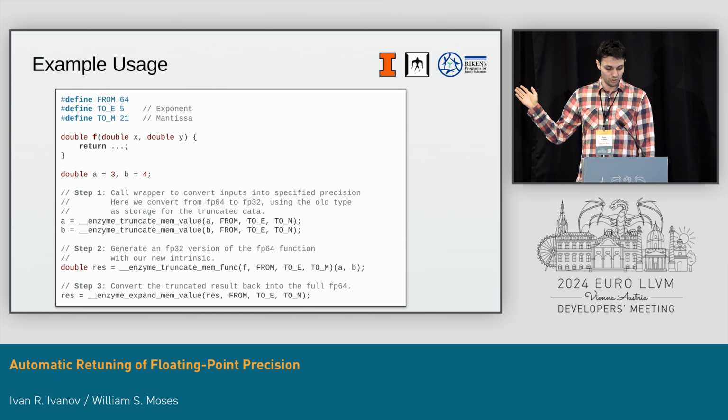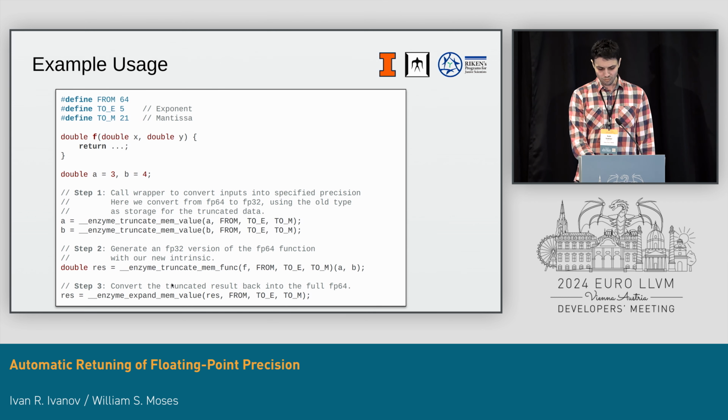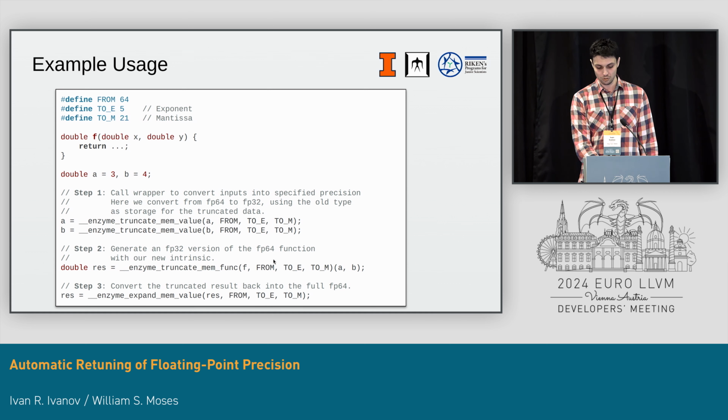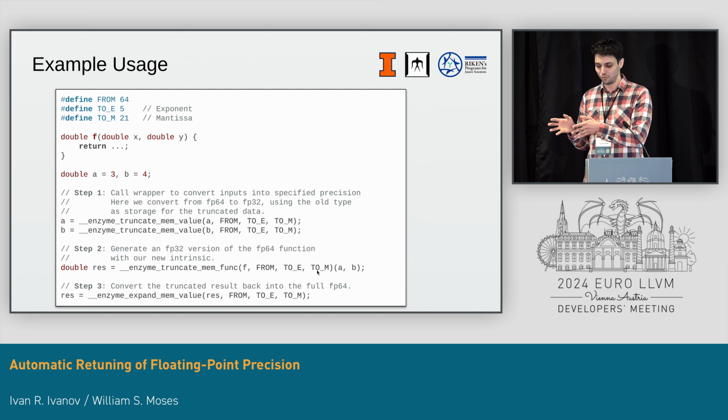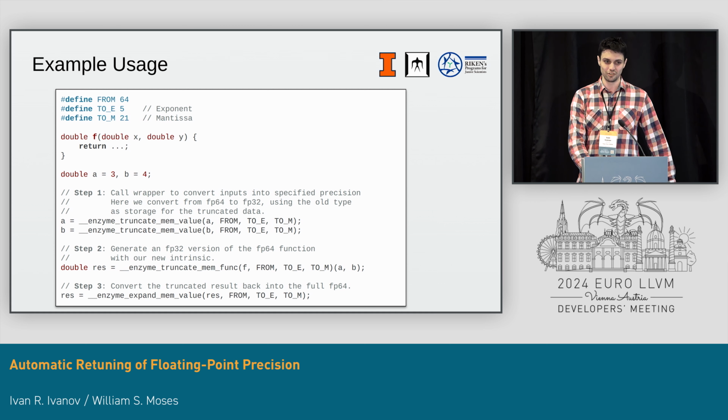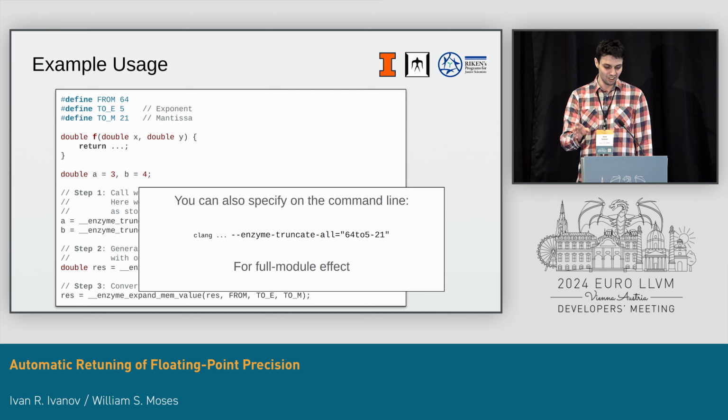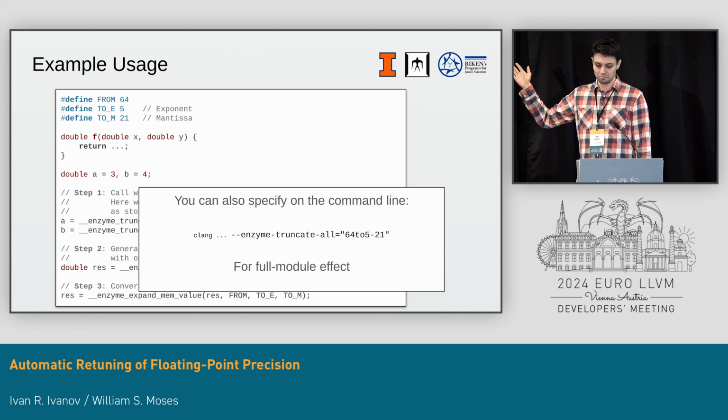And this is an example usage where we can call this function, which is like truncate this function for me, and you give it the function, and you give it the original precision and what precision you want to truncate it to. And it will return a function which contains code for which the floating point operations are truncated. And you can also do that on the command line.